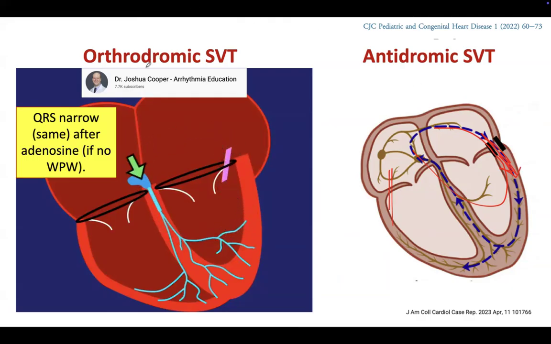For orthodromic SVT, the QRS is narrow. You give adenosine, and the QRS remains narrow after termination.